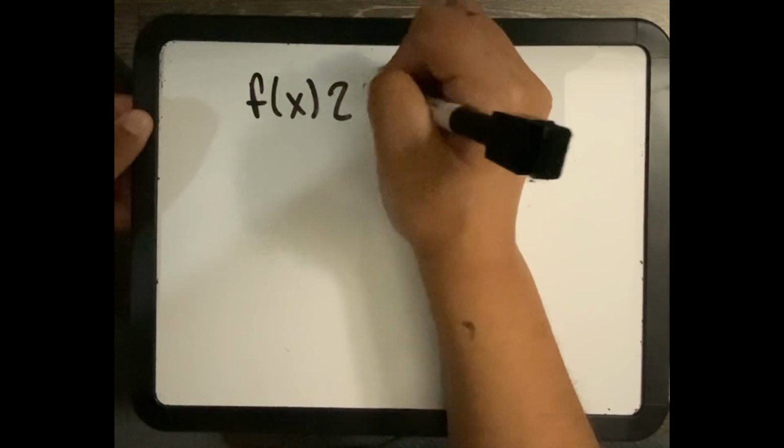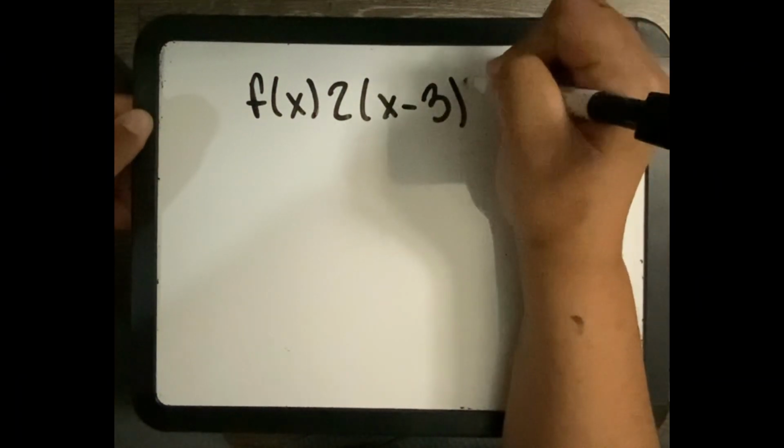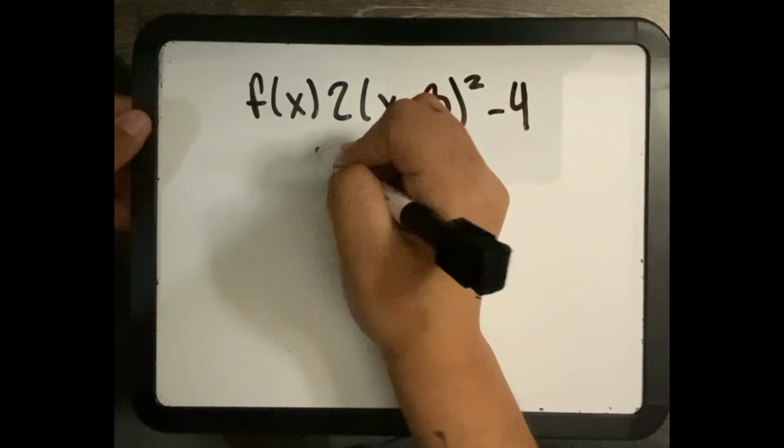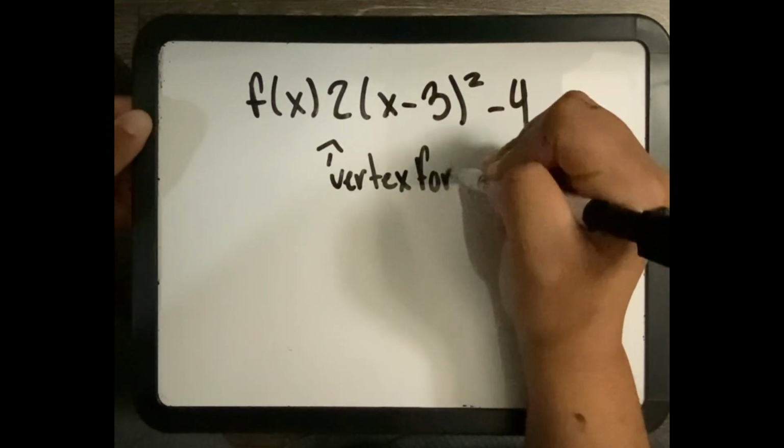Let's do one that's not in standard form yet. Say we have f of x is equal to 2 parentheses x minus 3 squared minus 4. This is in vertex form, but we can rewrite it in standard form by expanding.